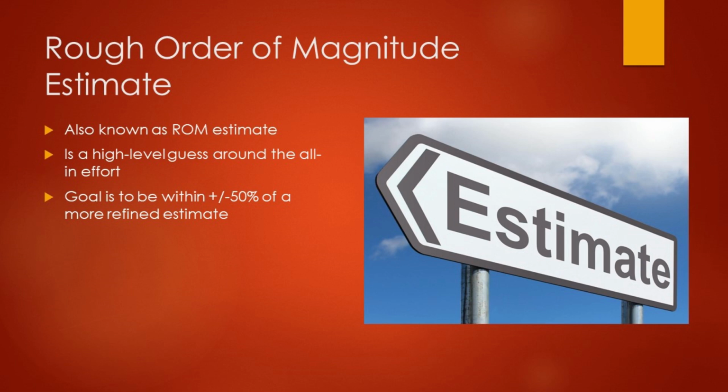You should generate a ROM for each available solution option. So, for example, if you communicate that a particular solution option has a rough order of magnitude estimate of 200 hours, you're saying that the maximum number of hours you could see being spent on this project is 300 hours, and the least number of hours you could see being spent on this project is 100 hours.